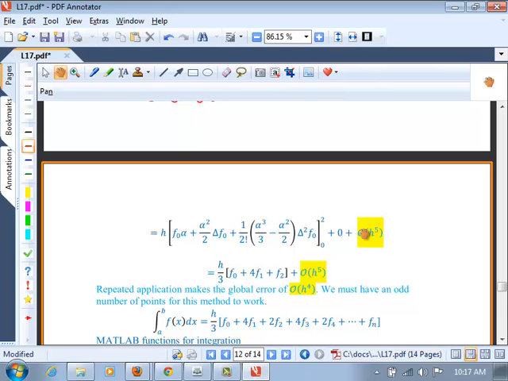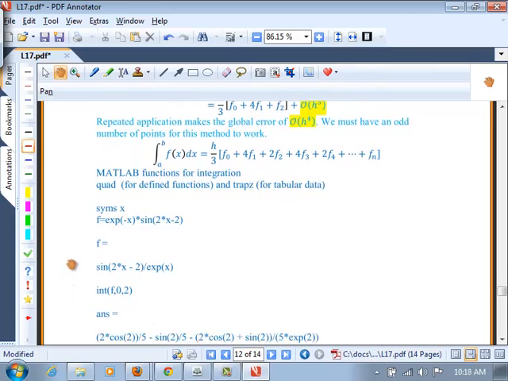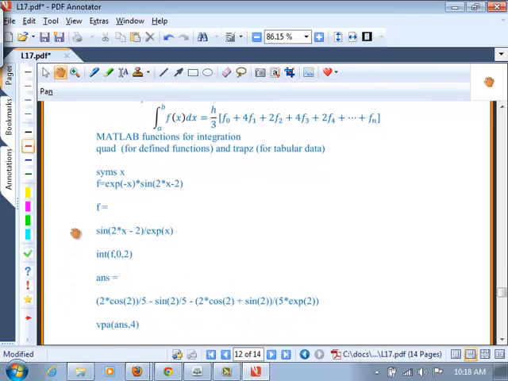So Matlab has a number of functions. Oh, we're almost out of time. Okay. So there is a symbolic toolbox in Matlab. If I define a variable as a symbol using the command syms, then it's just an example. If I have this function, e to the power minus x times sine 2x minus 2, I can integrate that analytically. There is a function called int, and it takes that symbolic expression. Now f automatically becomes a symbolic expression because it is based on x.